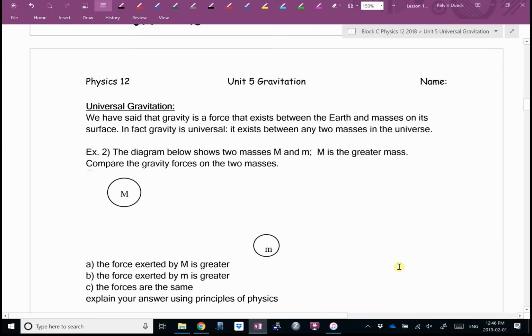So that's how we can find universal gravitational field strength. Now let's find universal gravitational force in newtons. Turn the page. So we said that gravity is a force that exists between the Earth and masses on its surface. Actually, no. Gravity is a fundamental universal force. It exists between any two masses anywhere in the universe. So right now, Chloe, Danielle is exerting a very slight gravitational force on you and pulling you towards her.